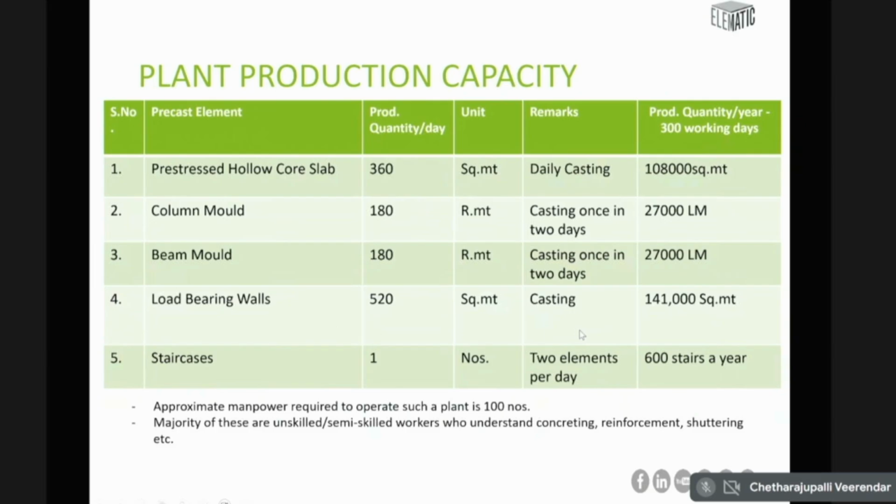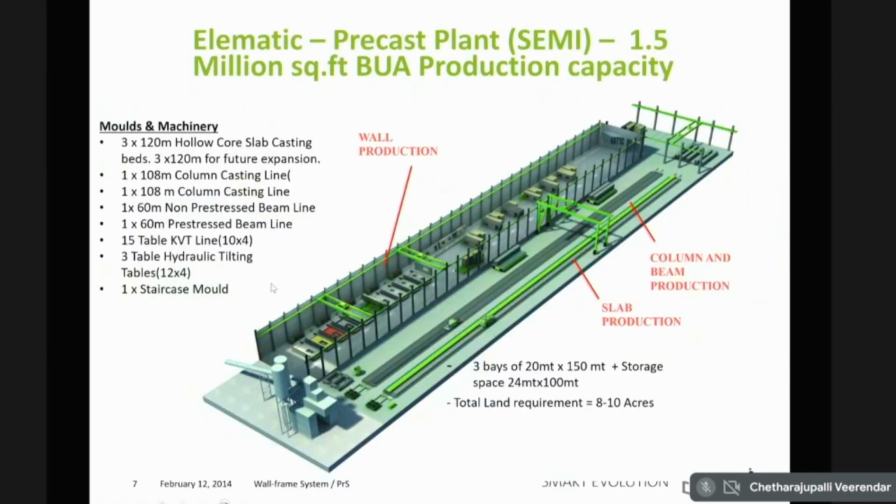And then load bearing walls, casting happens every day. So you're talking about, let's say here, a 15 table KVT technology, and we are talking about 10 by 4 tables. 10 by 4 means 10 meter length and 4 meter width kind of a table. So each table will produce 28 square meter.